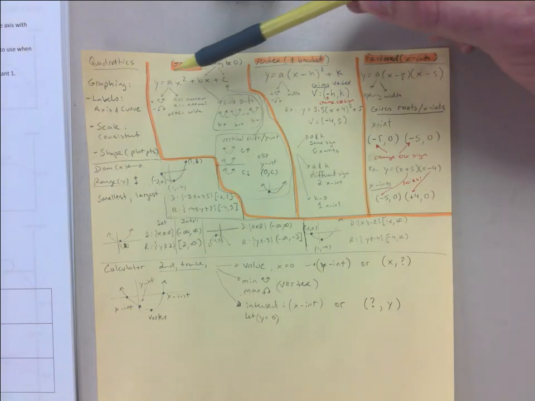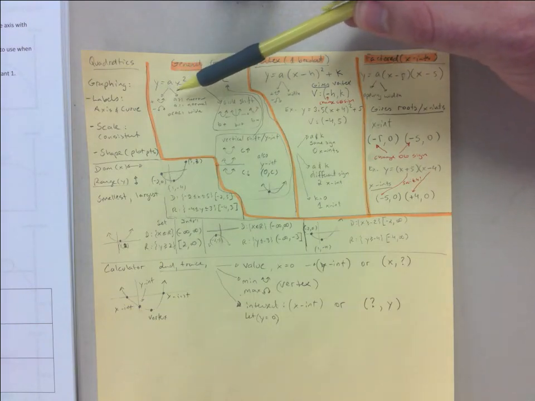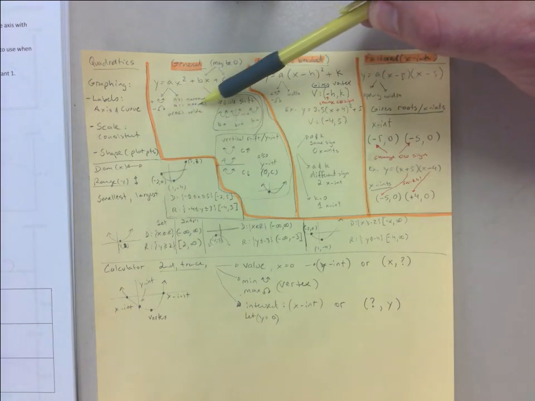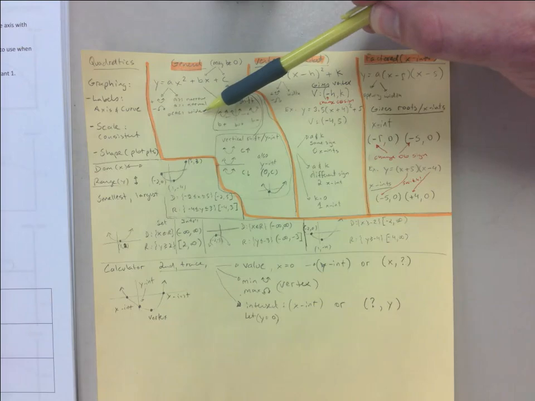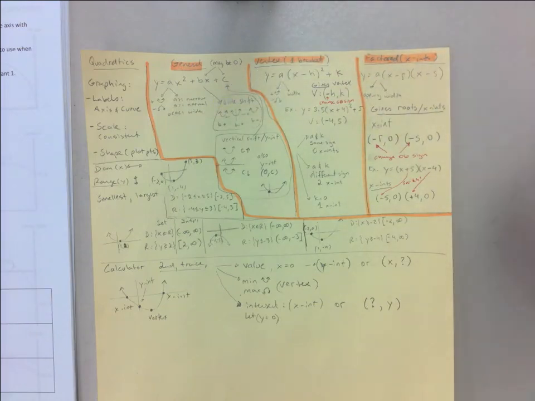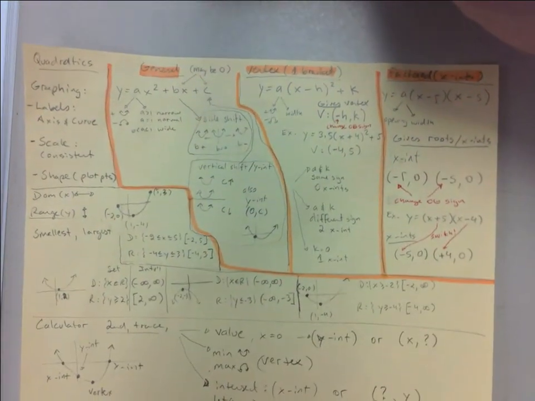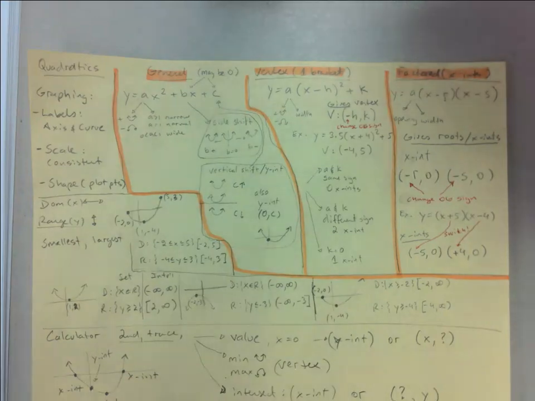In general, A tells me which way it's opening, if it's positive or negative. It also tells me that it's narrow, normal, or wide. So I include that in my diagram. Let me zoom in a little bit.